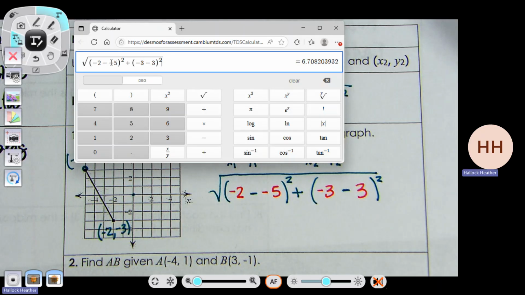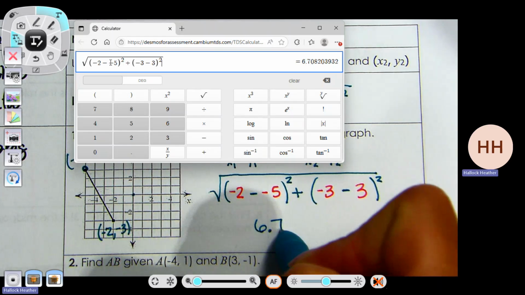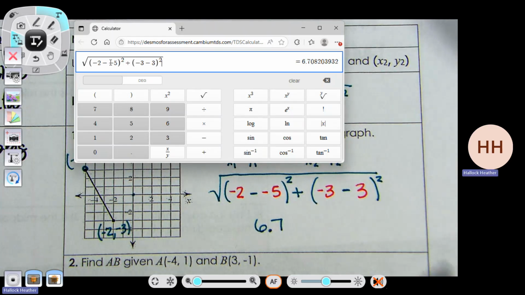This double negative, you could have made that a plus sign, but I'm just going to leave it as a double negative. Did anybody get something funky besides this? I got 6.7. Okay, so our answer, we're going to round to the nearest hundredth. So 6.7, 0.08, so it's 0.1.